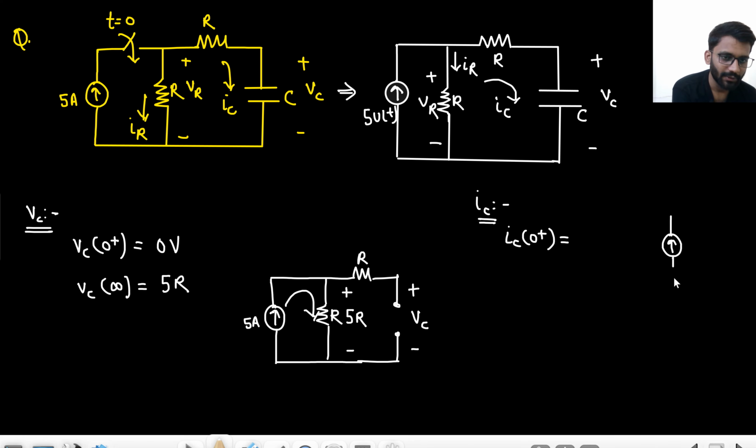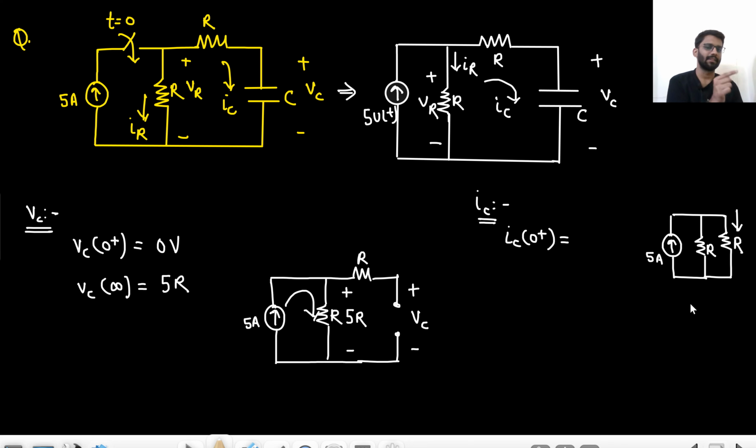This is a 5 ampere current source. In parallel to that, we have a resistance R. Then another resistance R we are having, and the capacitor is short circuited. This is resistor R, this is resistor R, this is the 5 ampere current source. Here, this current is your IC current. This resistor R is short circuited. So the 5 ampere current is divided into two parts. So IC at 0 plus is 2.5 ampere.